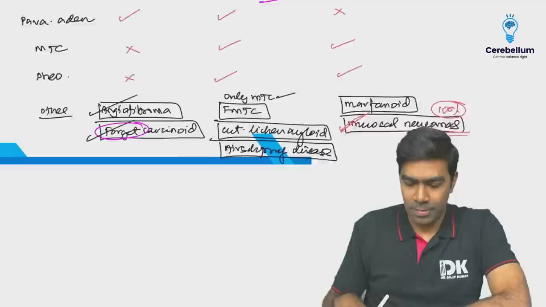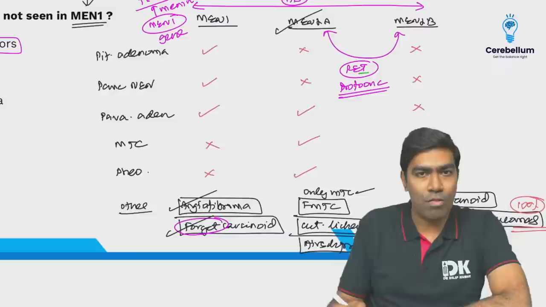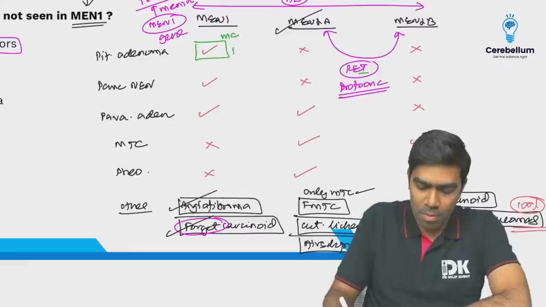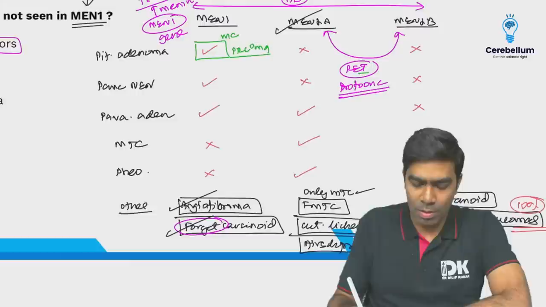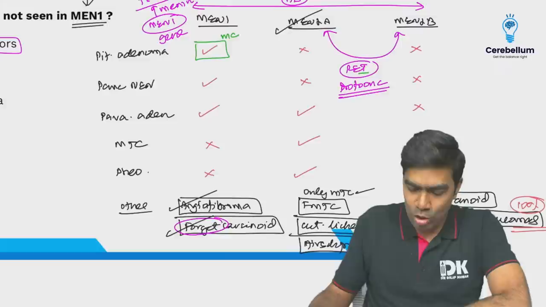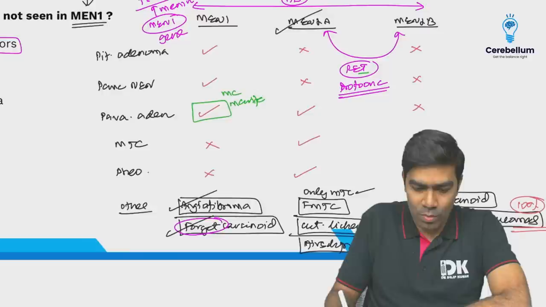Okay. So what is the most common manifestation of MEN1? The most common tumor is prolactinoma. Sorry, the most common manifestation of MEN1 syndrome is parathyroid adenoma, where they're going to produce hyperparathyroidism, that is primary hyperparathyroidism, and result in hypercalcemia.